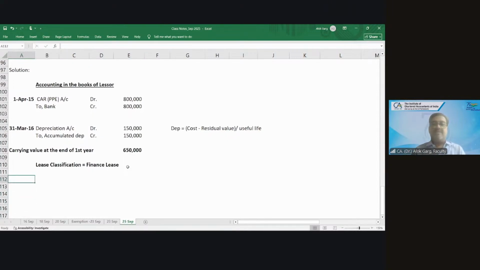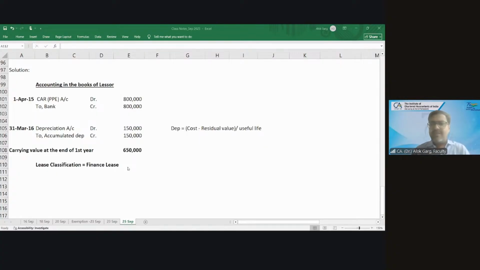Sir, if it is a finance lease, then what is the accounting? In case of finance lease, the accounting is just like lessee accounting. What did we used to do in the lessee accounting? We find the present value of the future lease payments. So we were computing lease liability, discounting the lease payments, and we were recognizing the right of use asset.